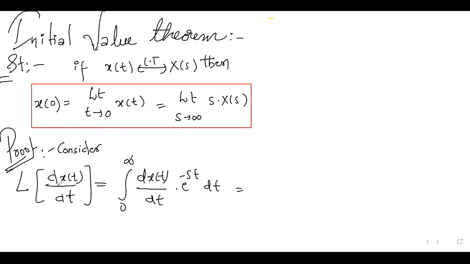Already we have calculated this differentiation, and we have the relation here: s into X of s minus x of 0. Please check the properties, time differentiation property. There we have the Laplace transform of dx of t by dt as s into X of s minus x of 0. That's it. Only this statement we are going to consider. Laplace transform of any signal is signal multiplied with kernel. This is the corresponding Laplace transform.